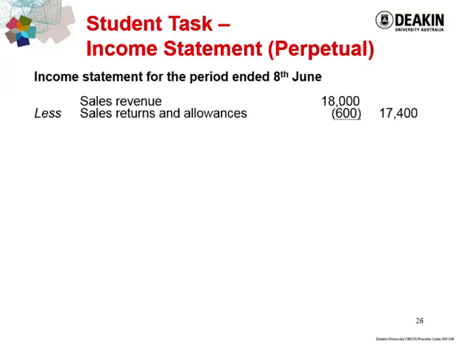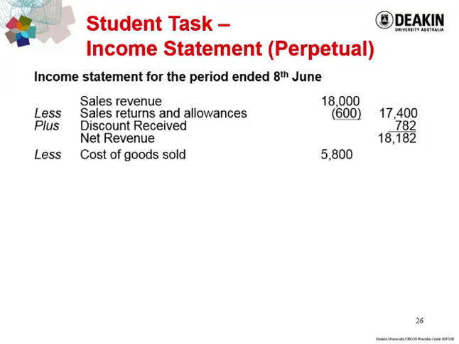And this is the income statement under the Perpetual method. So we start with sales revenue 18K minus sales returns and allowances 600, and we add discount revenue 782. That will give us net revenue 18182. We deduct cost of goods sold 5800, deduct freight inwards 120. That will give us our gross profit. Our gross profit here is 12262.